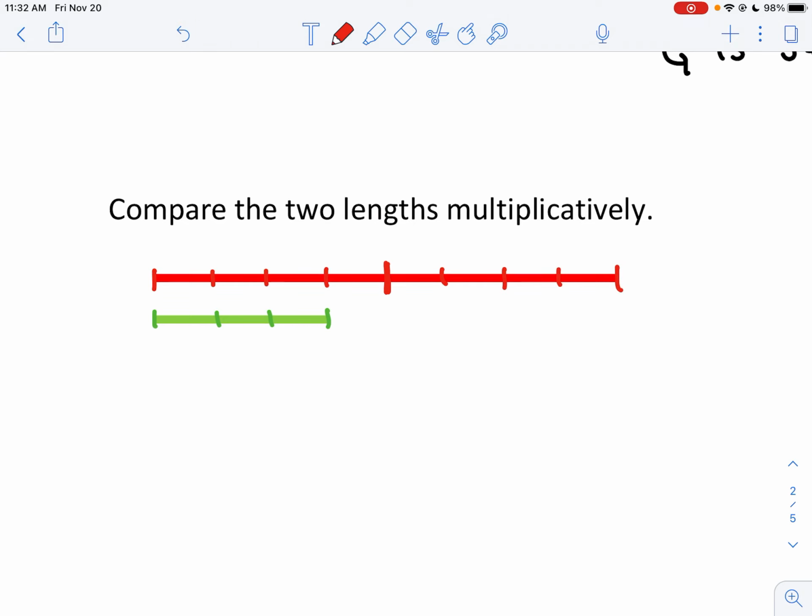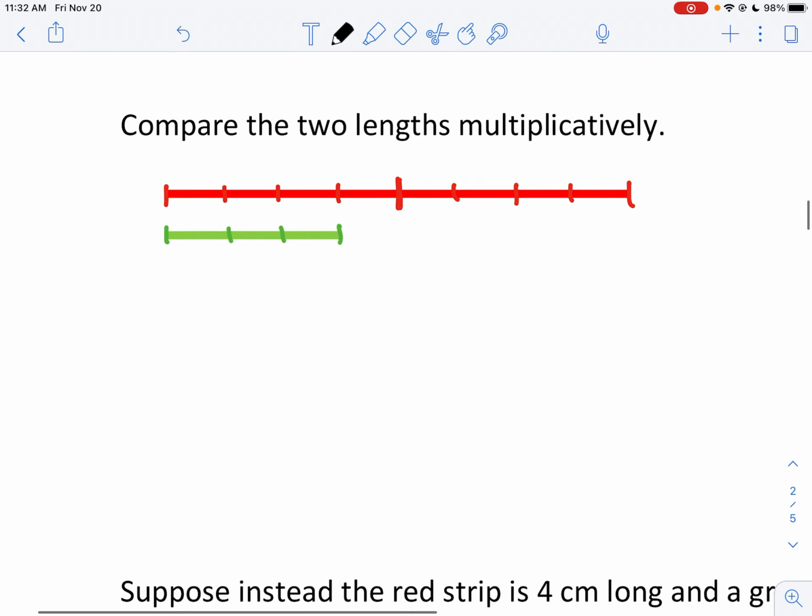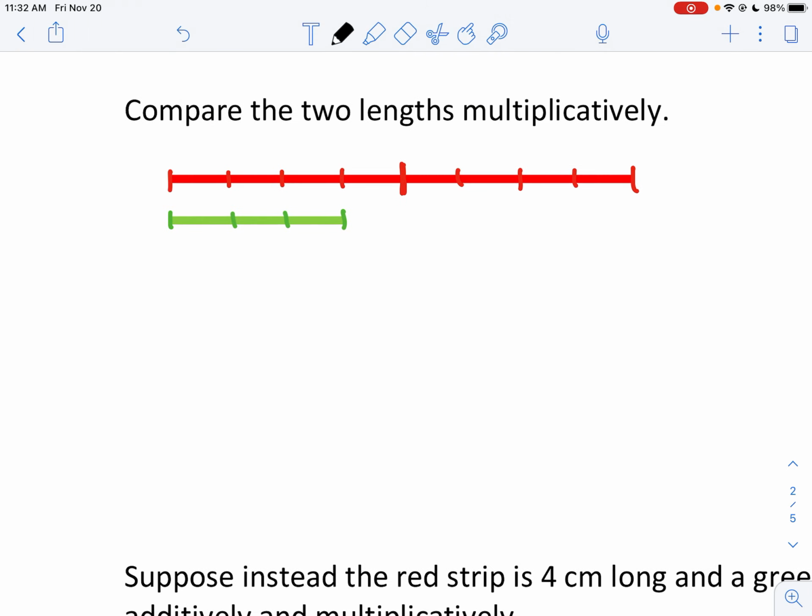To compare these multiplicatively, this is something we've done in the past, we're going to say how many times as long one strip is than the other. So let's start with the green and first figure out what I have to multiply to G, to the green. We're going to say, how do I scale the green so that it's equal to the red? So this is what we're trying to resolve.